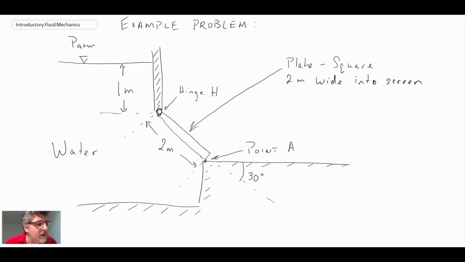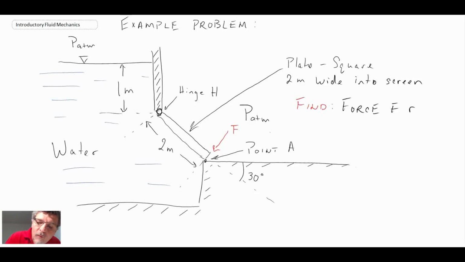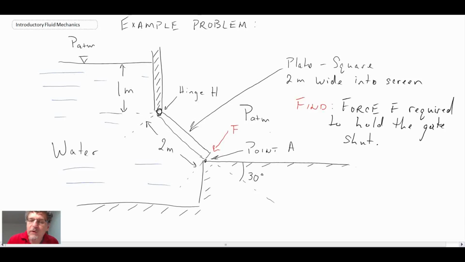What we have is a plate submerged below a surface. Within that surface we have water. So the water is distributed around here. On the other side we have atmospheric pressure, so there's air on the other side. And what we are asked to find is the force required to hold this gate closed. And so the force is going to be acting right here. We're told to find the force F required to hold this gate shut.